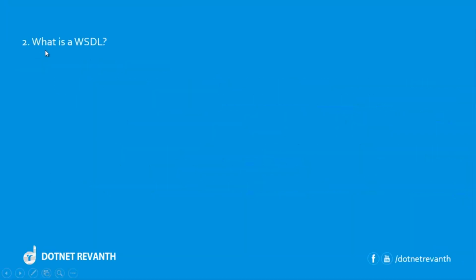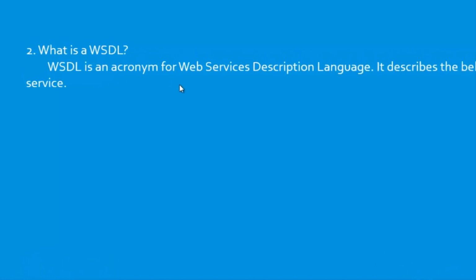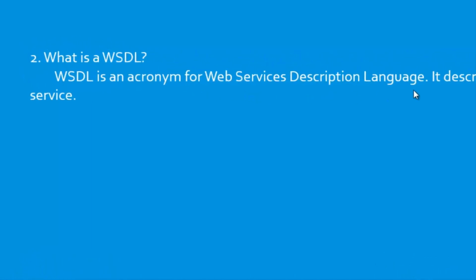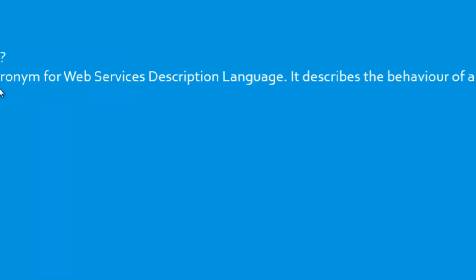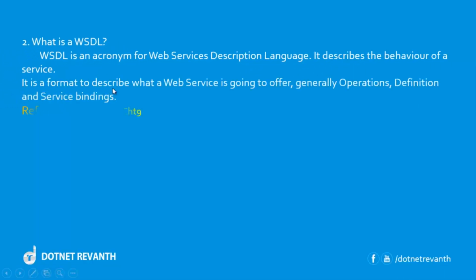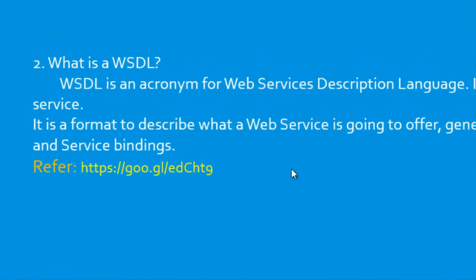So, second question: what is a WSDL? WSDL is an acronym for Web Services Description Language. It describes the behavior of a service. It is a format to describe what a web service is going to offer. Generally, it defines what data types we are using in the methods and the parameters, input parameters and output parameters. And it defines the service bindings, defines the operations and gives the overall look of the service.